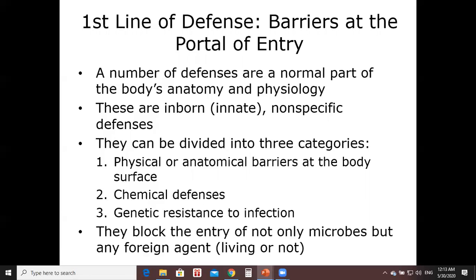First line of defense, the barriers at the port of entry. A number of defenses are a normal part of the body's anatomy and physiology. So these are inborn or innate. They're non-specific defenses. They can be divided into three categories: physical or anatomical barriers at the body surface, chemical defenses, and genetic resistance to infection. They block the entry of not only microbes but any foreign agent, whether it's living or not.